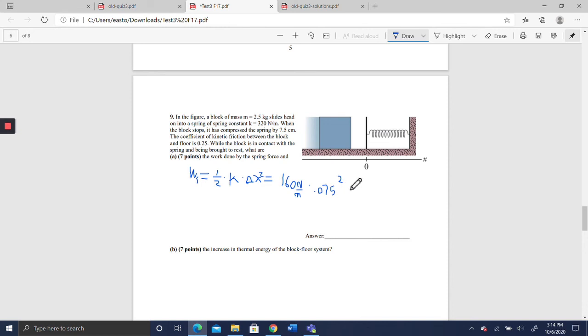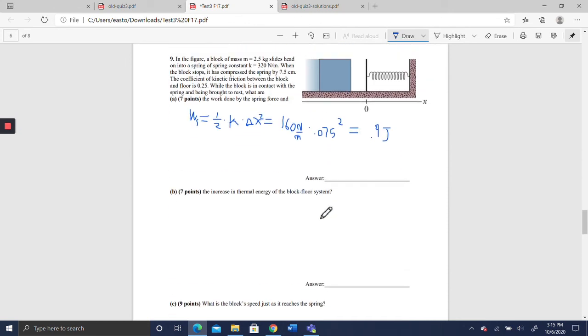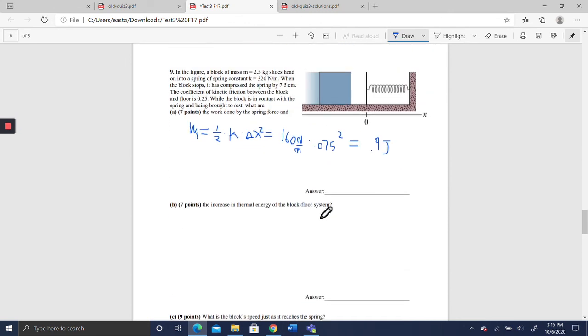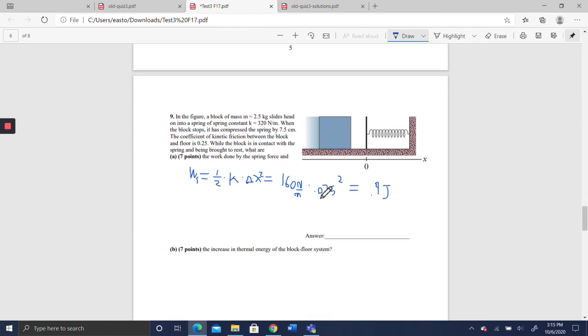And that will get us a total work of 0.9 joules. So that is the total work done by the spring force. We got the distance from how much it compresses.